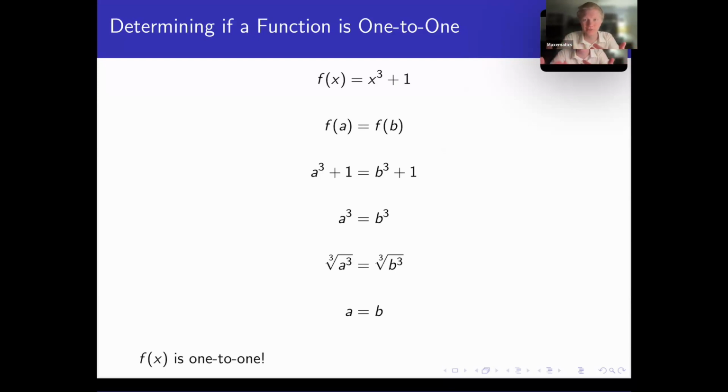So you probably already start to see that anything that is an even power might not be one-to-one, whereas odd powers will. We'll look at those graphs in just a moment.